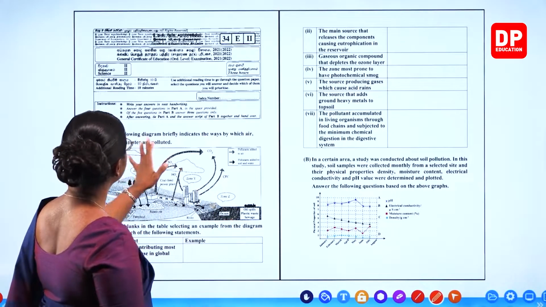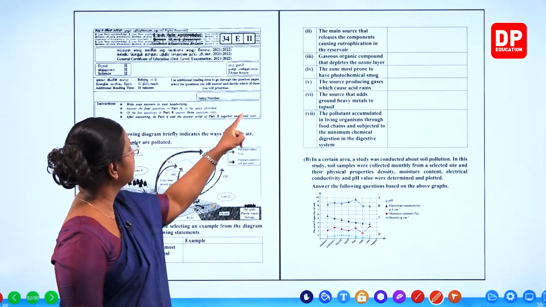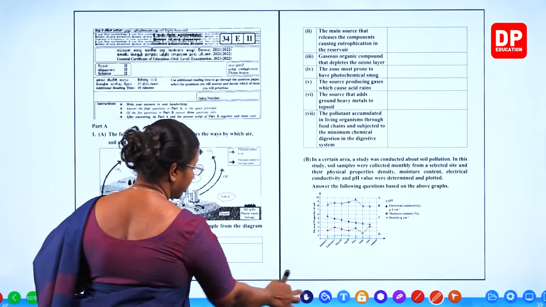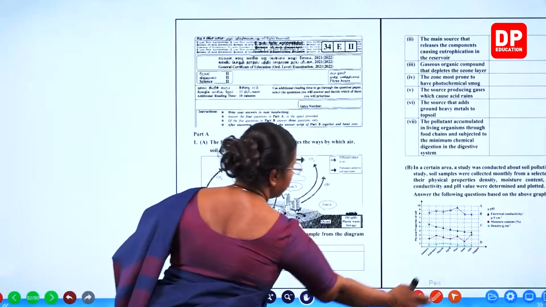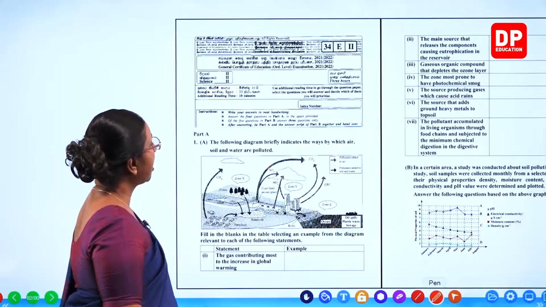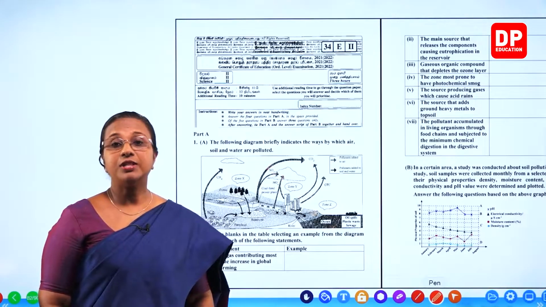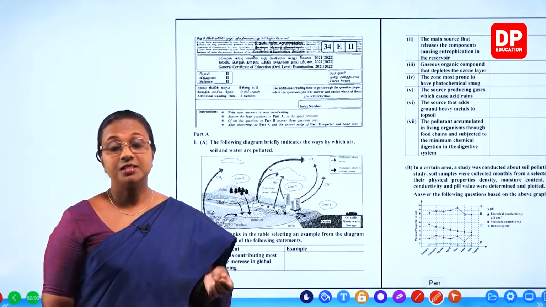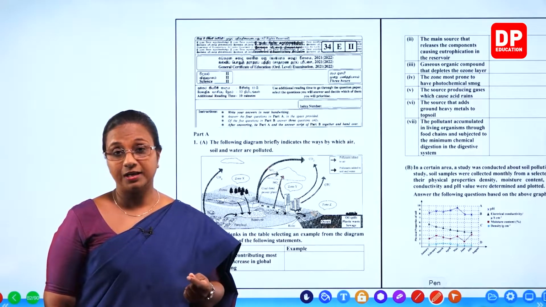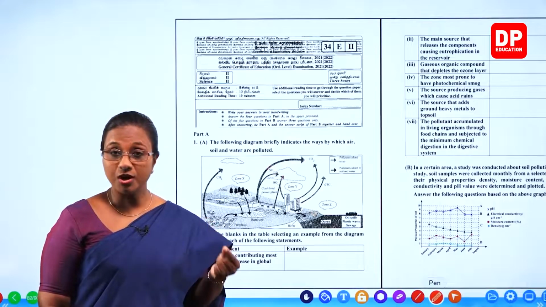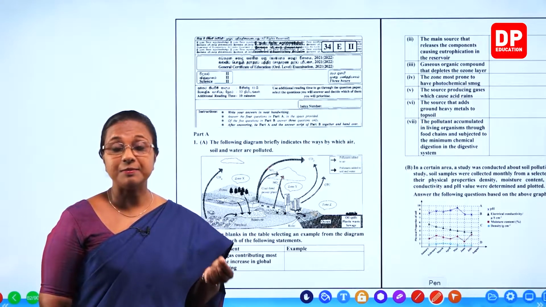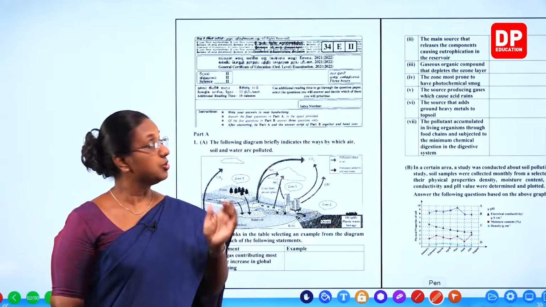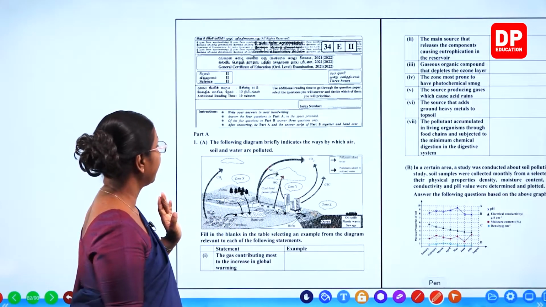Now if we look at the instructions, before the instructions you need to write the index number. Then the instructions you can see here. First one, write your answer in neat handwriting. Now the examiner has to read and understand what you have written. Then only you will get the full mark. If the examiner is unable to read your handwriting, then they can't give marks. So it has to be in neat handwriting.